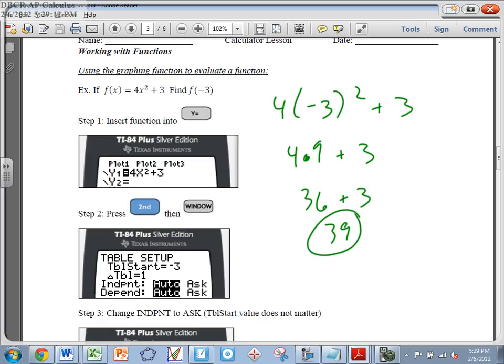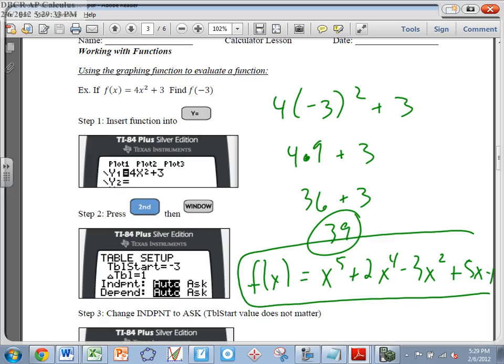If it was something a little bit more complex, say you had a function f of x and it equaled, let's say, x to the 5th plus 2x to the 4th minus 3x squared plus 5x minus 1. You don't want to plug in that value, especially if it's negative, into all those, because there's a lot of room for error. So what do you do? You take this whole function and just plug it into your calculator, including the negative one at the end here.